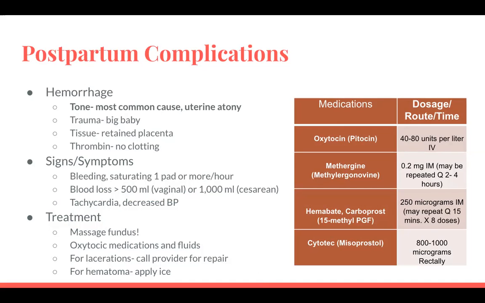So signs and symptoms. If the bleeding is saturating 1 pad or more per hour, if you're looking for that rubra, the blood loss, if it's greater than 500 milliliters for vaginal birth or greater than 1,000 milliliters for cesarean. And you'll also see tachycardia is that early sign. Decreased blood pressure is the late sign. But those are both signs and symptoms of postpartum hemorrhage. But if it asks you which one comes first, it is the tachycardia.